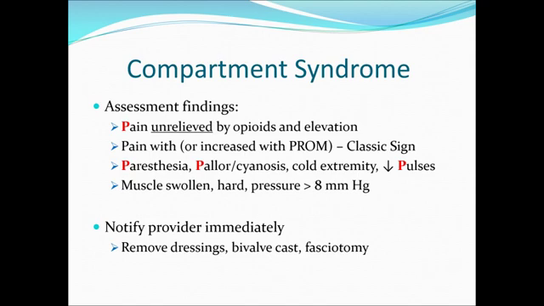Compartment syndrome. We talked a little bit about this back in a previous capture. Again, with a fracture, you can have the development of compartment syndrome. So just reviewing what you might find. Pain unrelieved by opioids and elevation. Pain with or increased with passive range of motion. That is classic. Paresthesia, numbness and tingling. Pallor, cyanosis, so color changes. Cold extremity, poikilothermia. Okay, and diminished peripheral pulses.